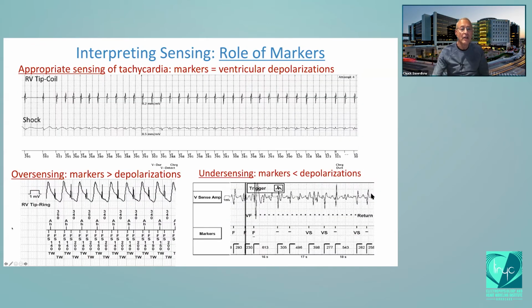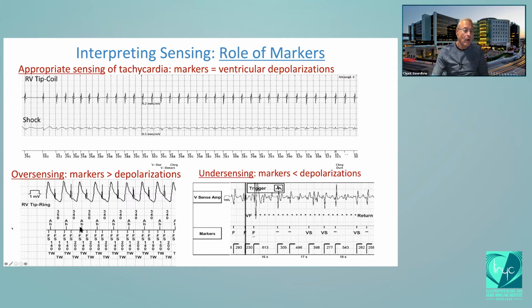Now, when we look at intracardiac recordings, I want to introduce those of you who are students to the concept of a marker channel. The marker channel is an output from the device, defibrillator or pacemaker, indicating that it has identified a sensed electrogram, and also something about how it classifies it, with some letters and often the intervals between the electrograms. But if we just focus on the marker, in an appropriate sensing of a tachycardia, there should be one marker for every ventricular depolarization.